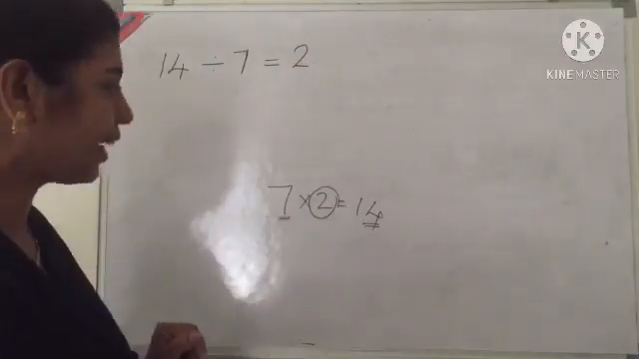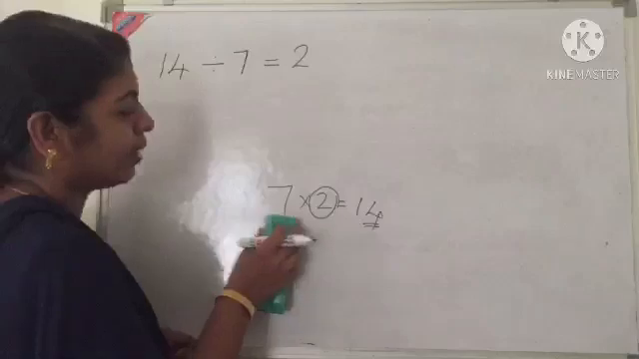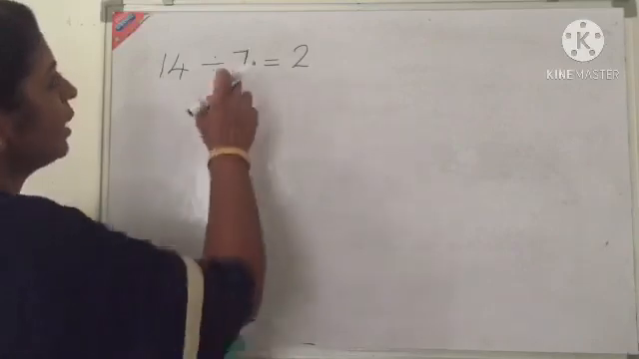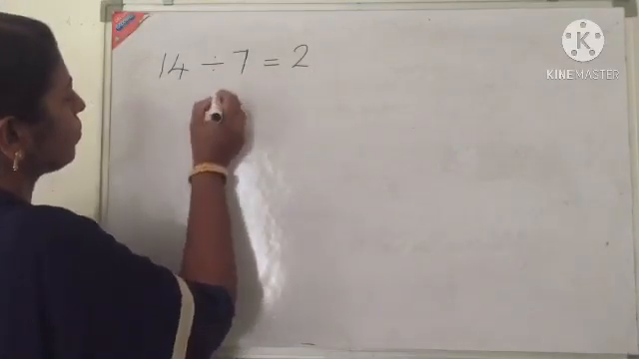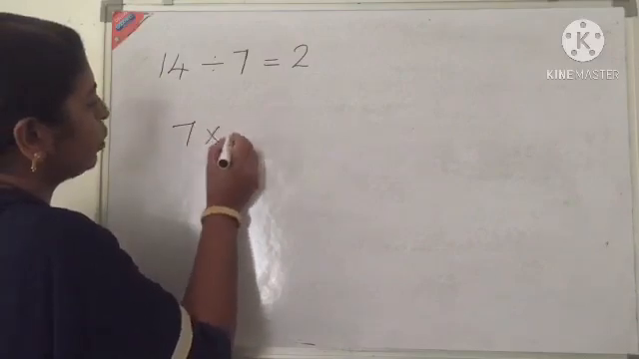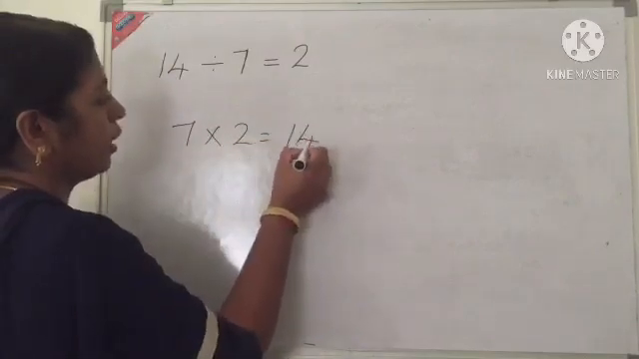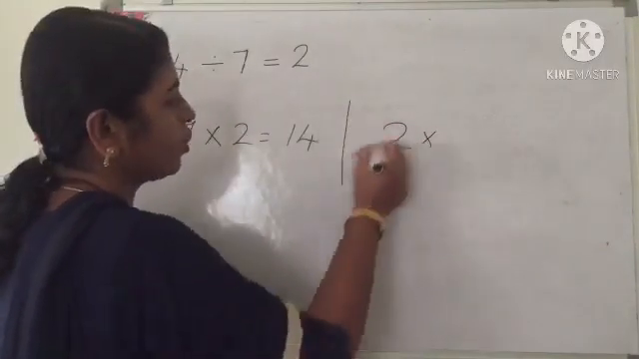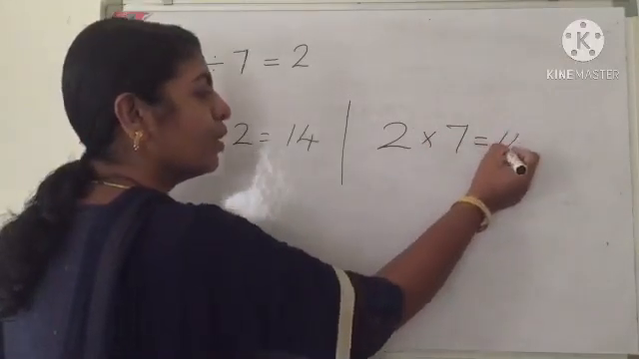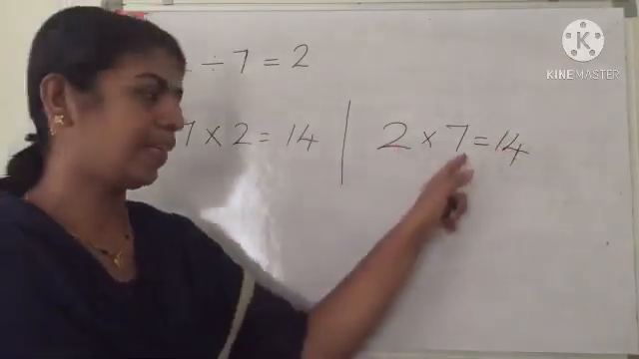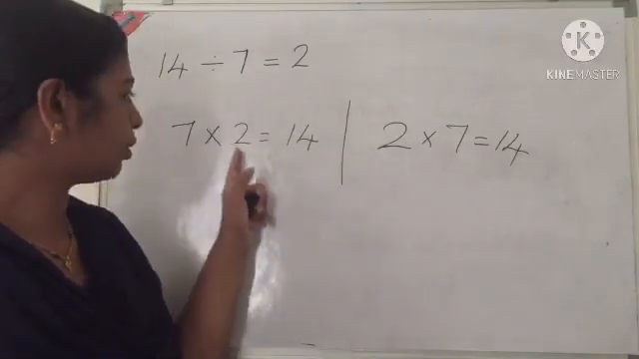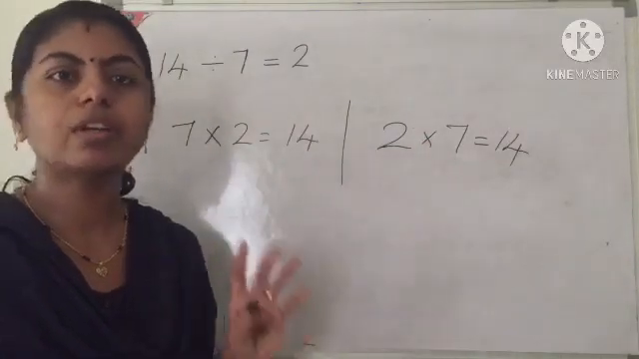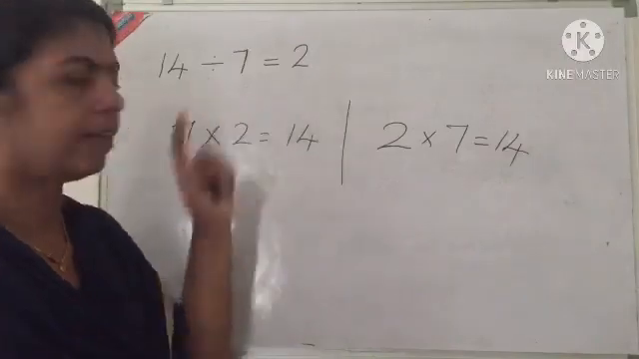Then how will we write the multiplication facts? The first multiplication fact is 7 into 2 equals 14. The next multiplication fact is 2 into 7 equals 14. Here also we get two multiplication facts from one division fact.